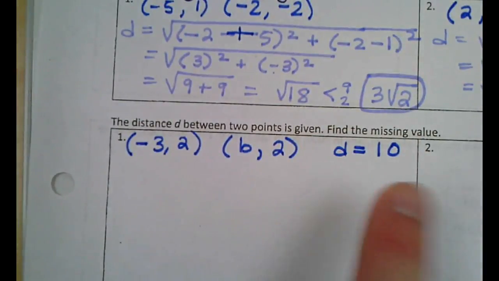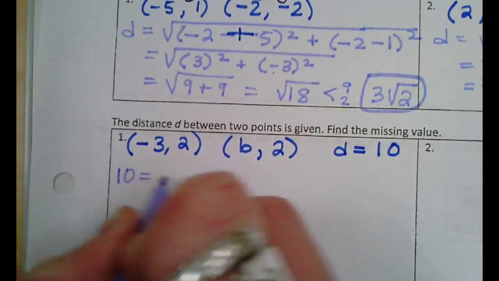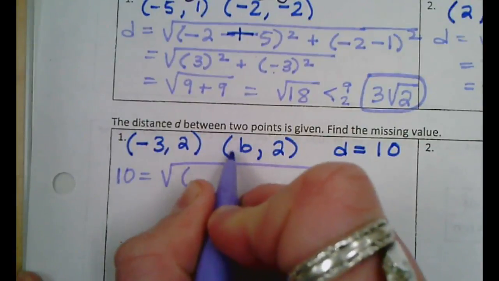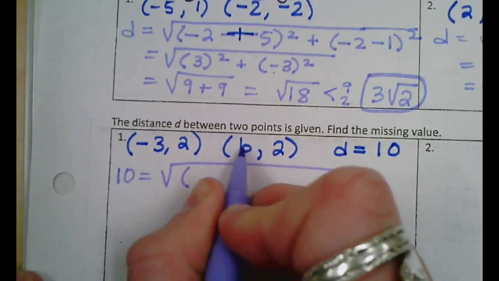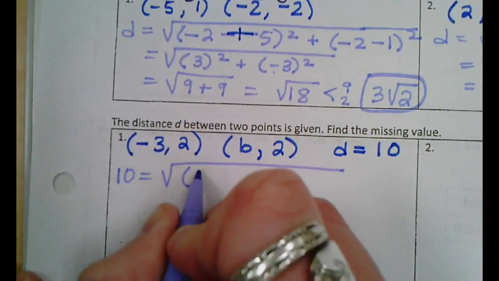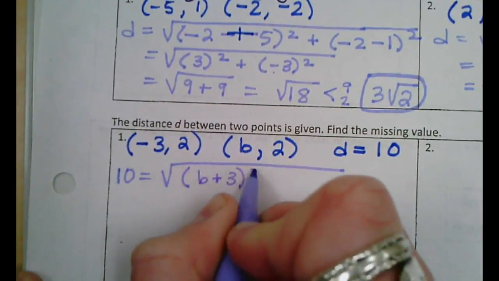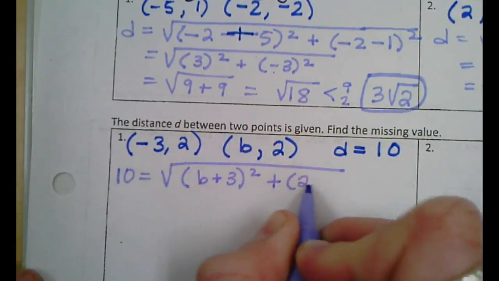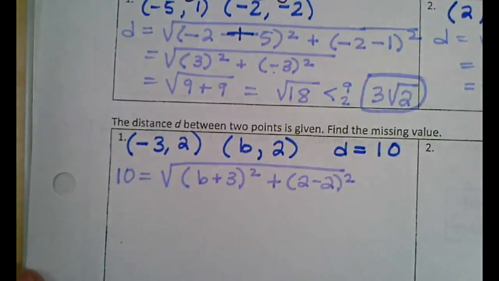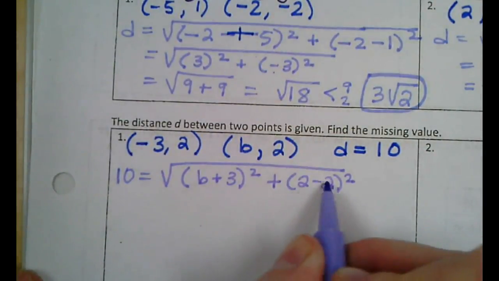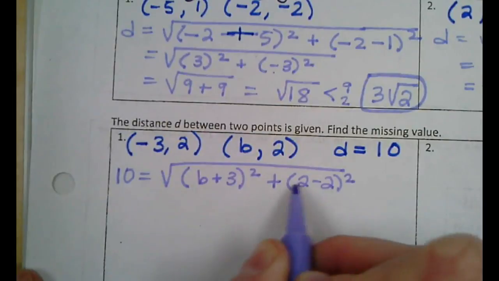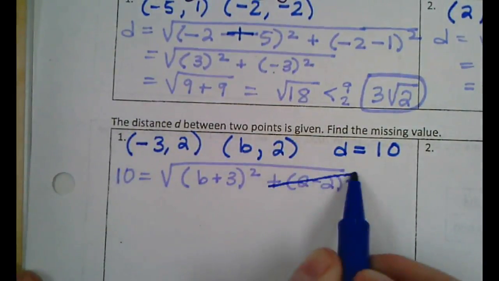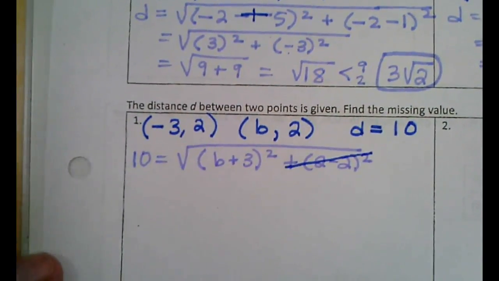So since D equals 10, we put 10 equals the square root of, my first x value is the unknown, or my second one, I'm going to do b minus -3, or b plus 3 quantity squared. And my y values, 2 minus 2 quantity squared. Well, 2 minus 2 quantity squared is going to be 0. 0 squared is 0, so plus 0. This is actually going to be taken out of the problem. We don't need that part in this problem.